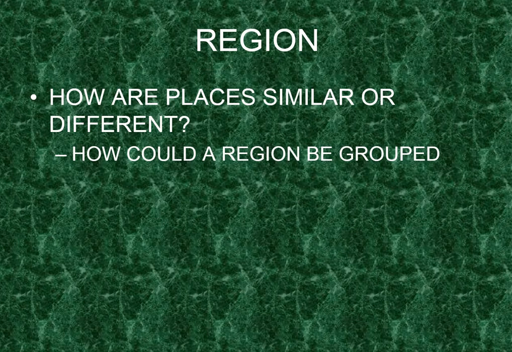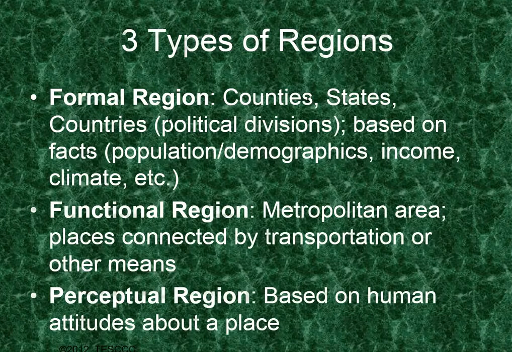The third theme is region. How are places similar or different? Okay. How could a region be grouped? And there can be different ways to group areas together. There are 3 types of regions. The first is formal, a formal region. Those include counties, states, countries, places divided politically. All this stuff based on facts, but the population, demographics, whatever. A formal region is a place you can kind of define by factual information, borders, things of that nature.